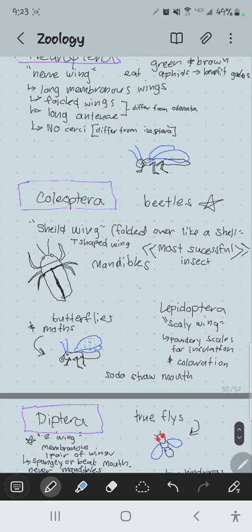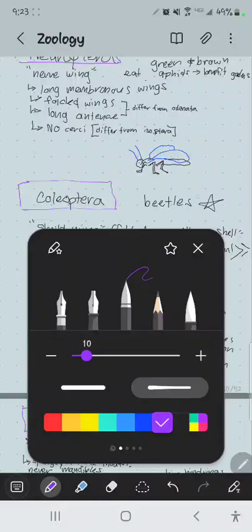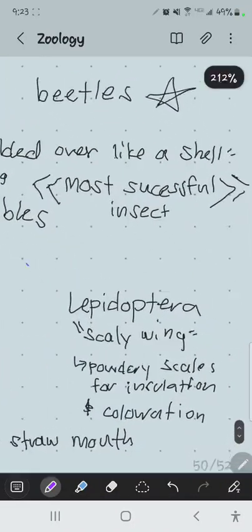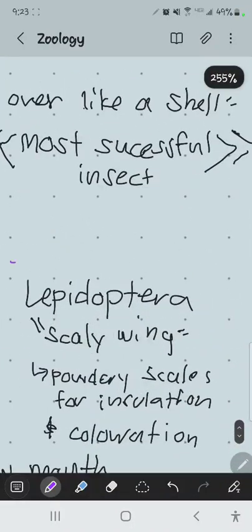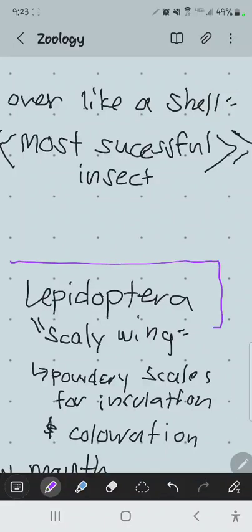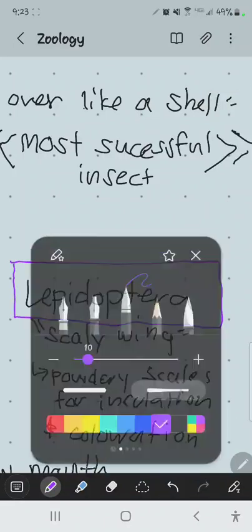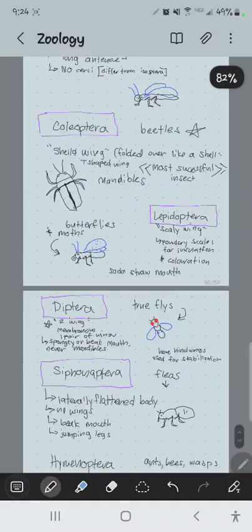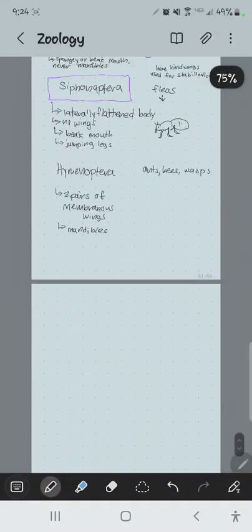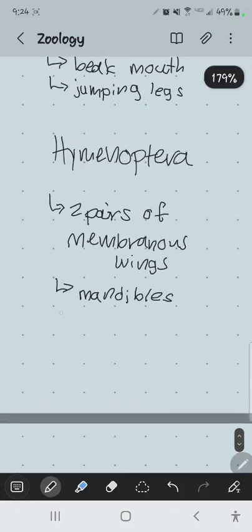The last feature is kind of an interesting little odd feature, is that these have a skinny waist. And let me go ahead and write this down, what this means. They have a thin waist. Essentially, the connection between the thorax and the abdomen is like this little constricted waist called a pedicle or pedicel.